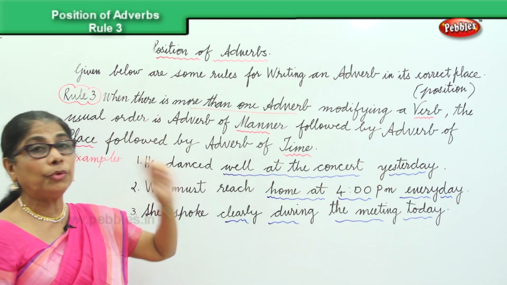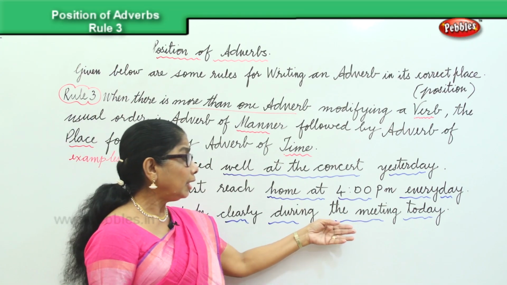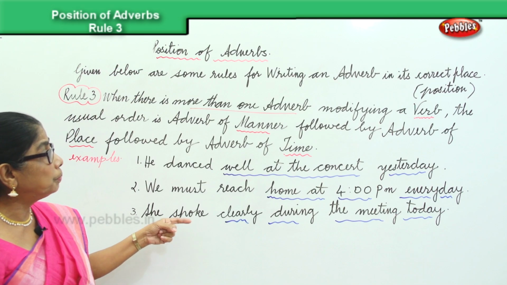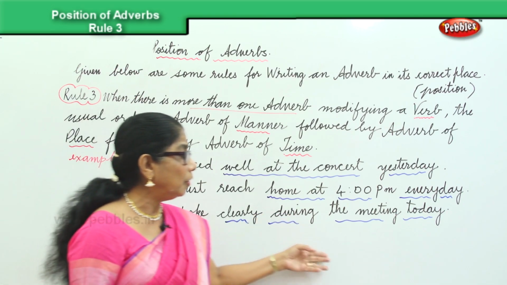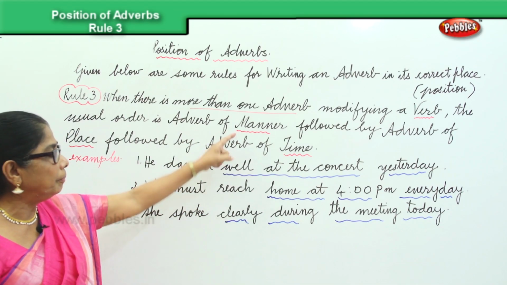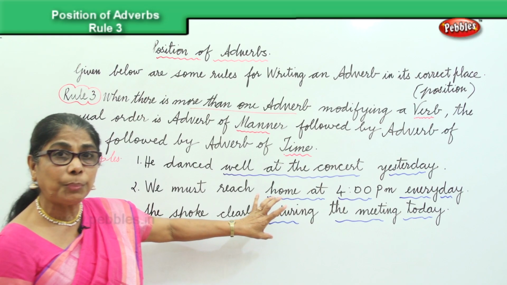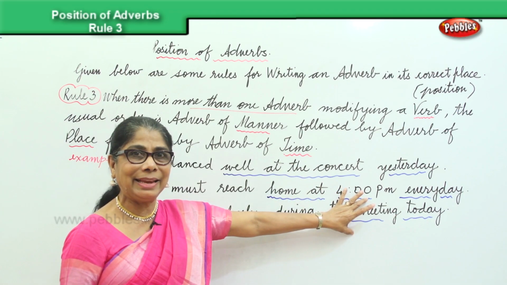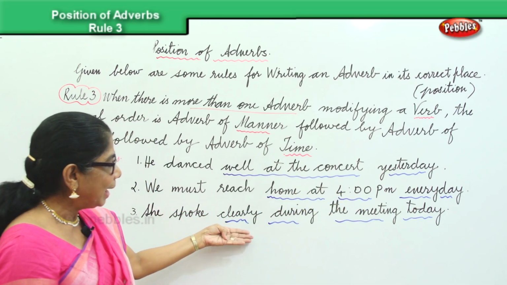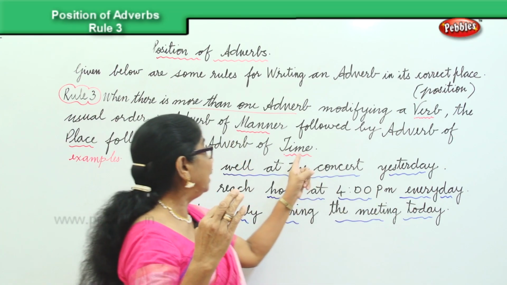We must reach home at 4 p.m. every day. She spoke clearly during the meeting today. Spoke is the verb modified by the adverbs. When you say clearly, in what way did she speak? Adverb of manner, clearly. Adverb of place, where did she speak? Meeting. What time did she speak? Today. So it follows adverb of manner, adverb of place, adverb of time.